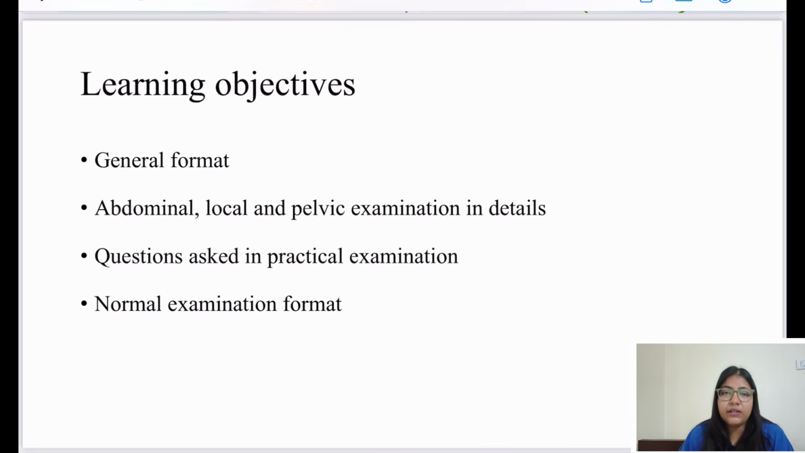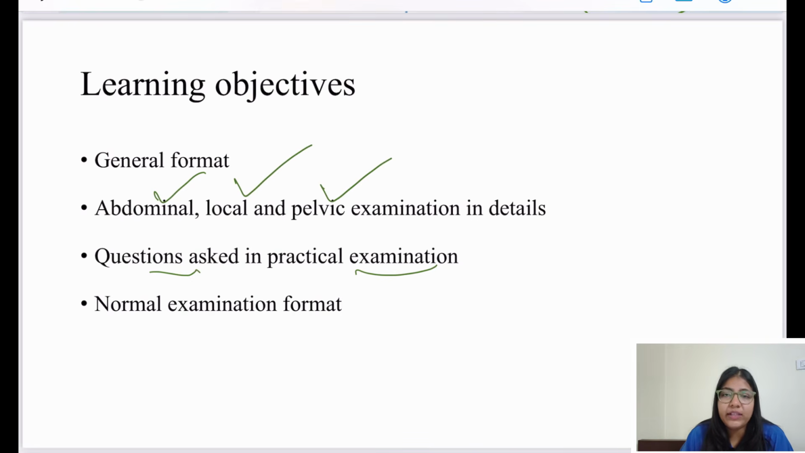So how will we proceed here? First I will tell you the general format, like I have told in Obs examination, at which point you should be taking the examination, and then I will tell you about how to do abdominal, local and pelvic examination in detail in a gynecological patient, and some questions related to the practical exam.